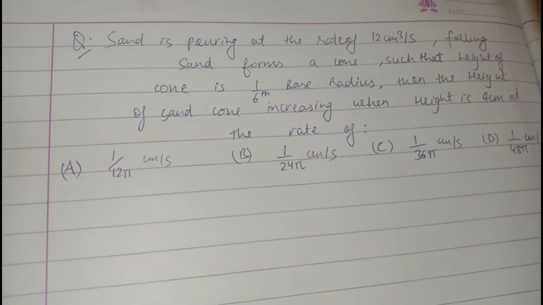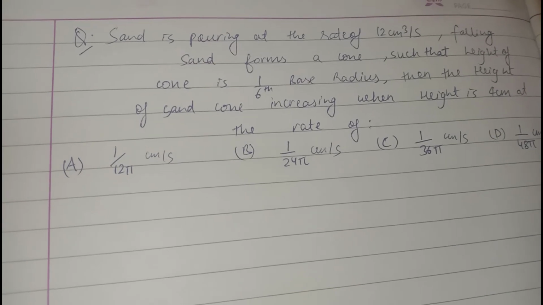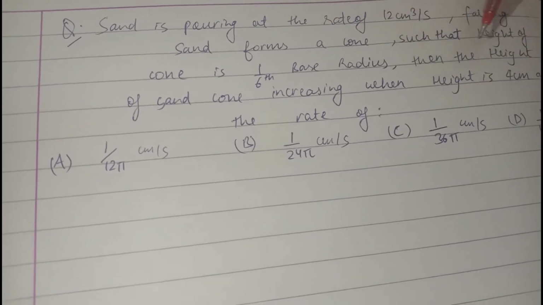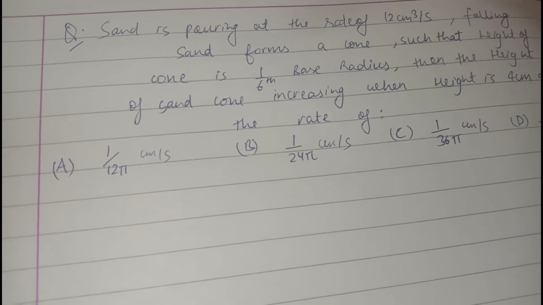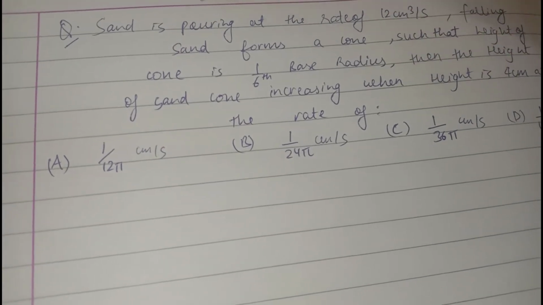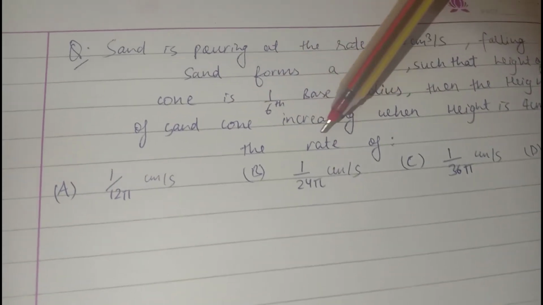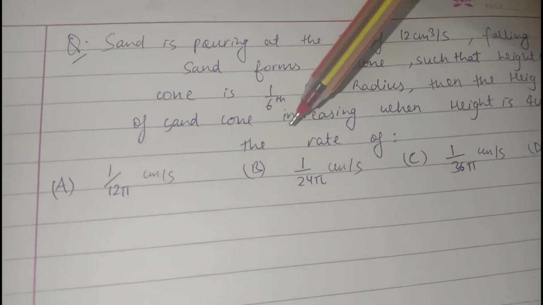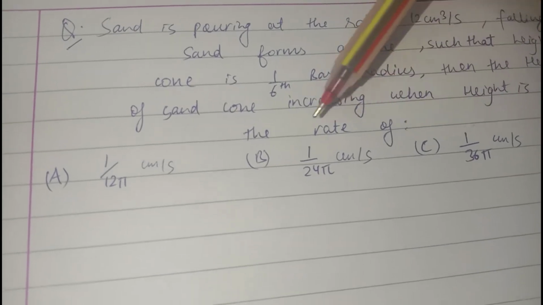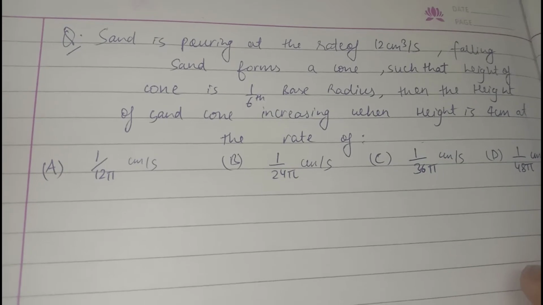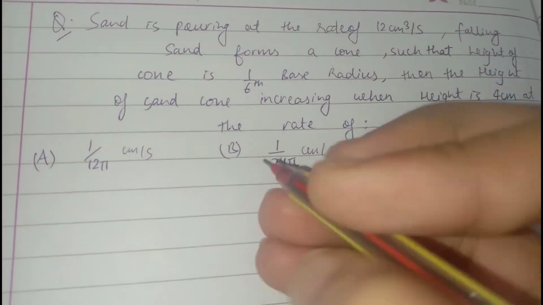Today we will solve a question which is application of derivatives. Sand is pouring at the rate of 12 centimeter cube per second. Falling sand forms a cone such that height of the cone is 1/6 of the base radius, and then the height of the cone is increasing when the height is 4 centimeter at the rate of... Okay. So basically, this is a tricky question with tricky language.